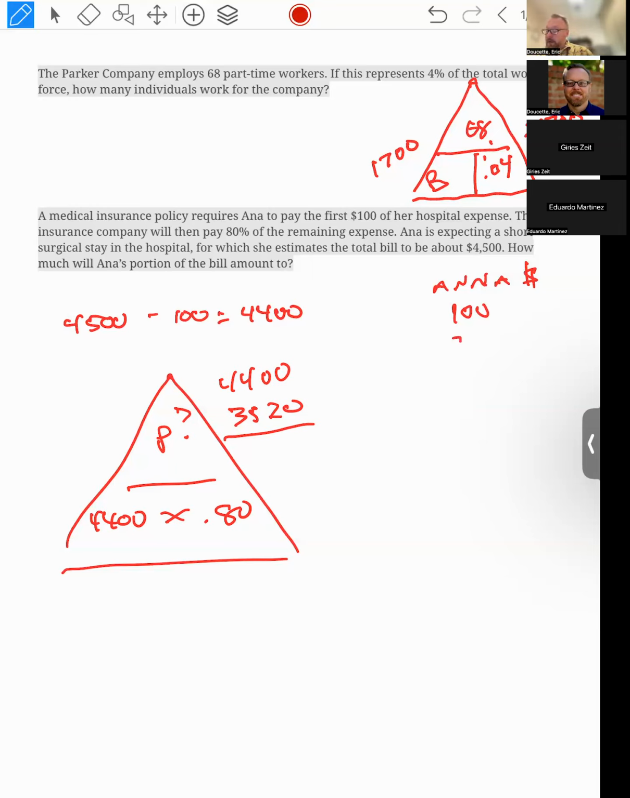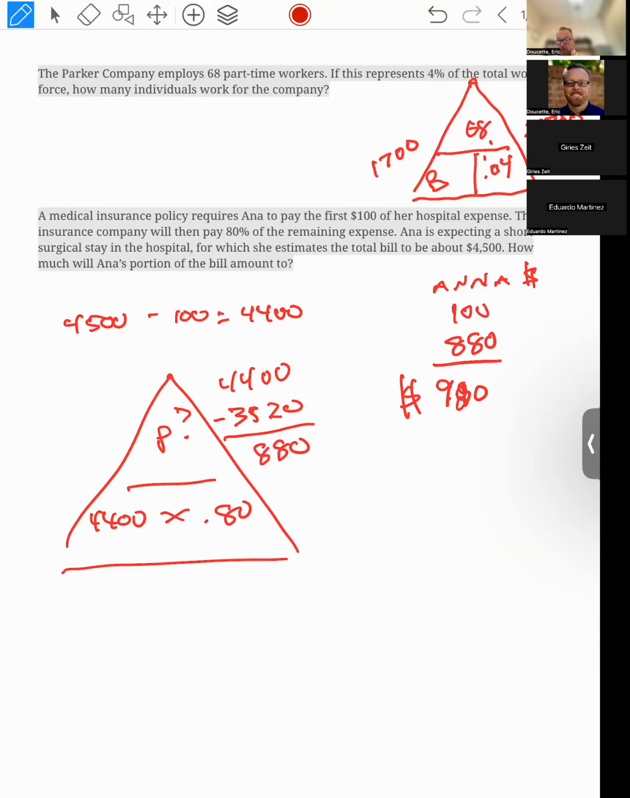So she's going to pay another $880. So she's going to end up paying $980. So again, I just took the 4,400, I subtracted the portion, and that gave me my difference between the two, which was $880. And then I added the 100 to it, so she's going to pay $980.